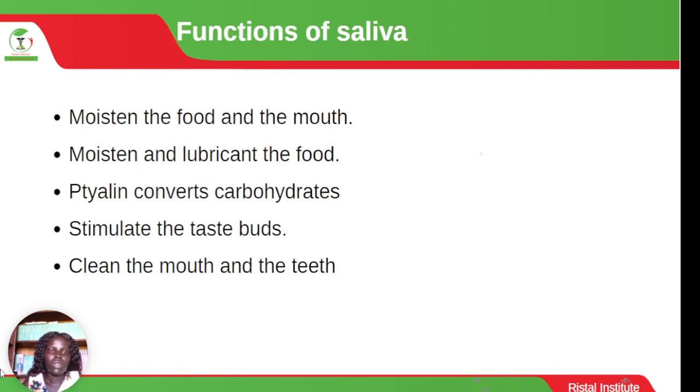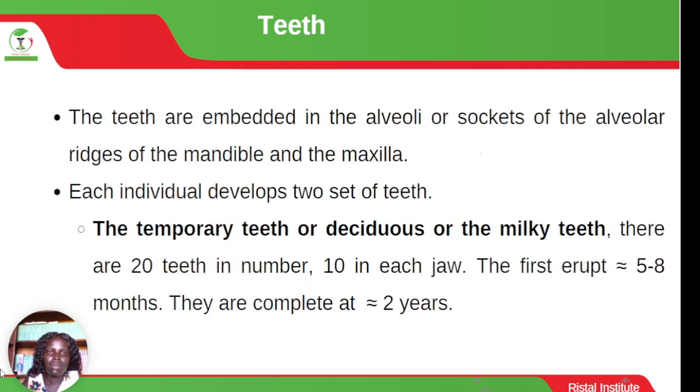So, functions of the saliva. Saliva moistens the food and the mouth, then moistens and lubricates the food. Ptyalin is the enzyme responsible for digestion of carbohydrates in the mouth. Then it stimulates the taste buds and cleans the mouth and the teeth. So these are the functions of the saliva.